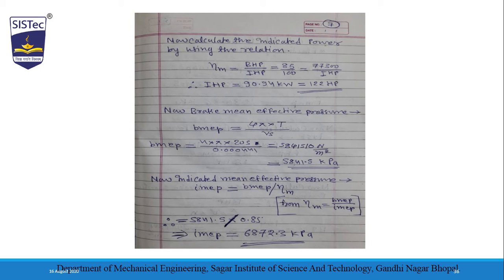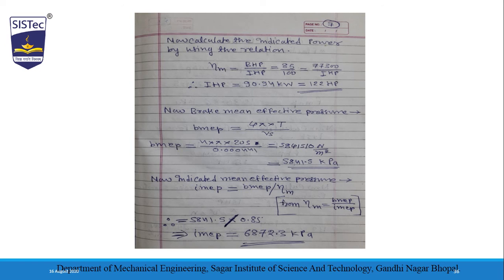as we know that 1 horsepower is equal to 746 watt. So now calculate the brake mean effective pressure, that is BMEP equal to 4 pi into torque divided by swept volume. The brake mean effective pressure is calculated as the pressure on the output shaft. So after putting all values, we get the answer is around 510 Newton per meter square, equal to 584 1.5 kilopascal.